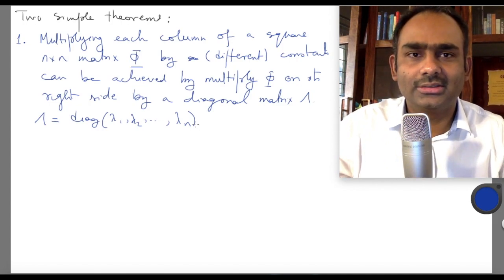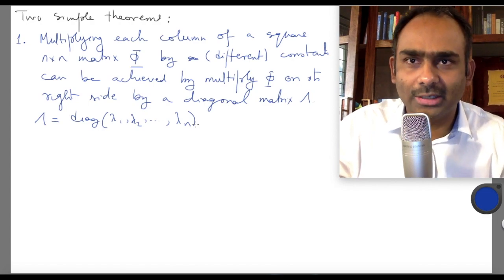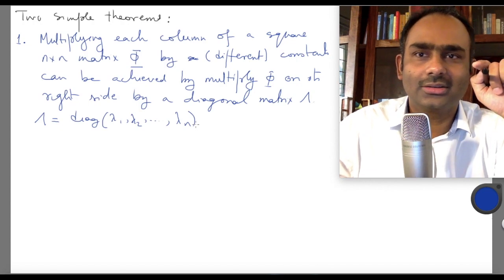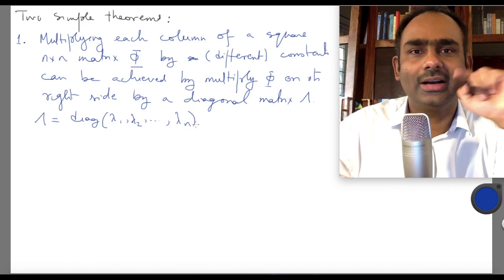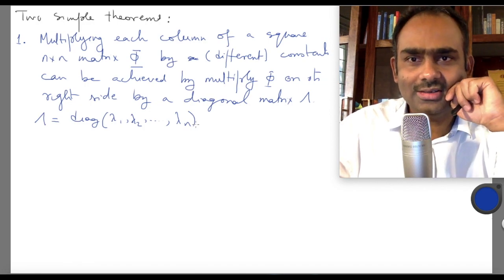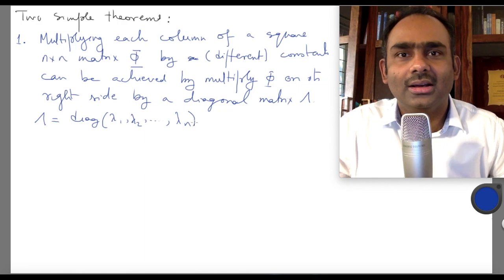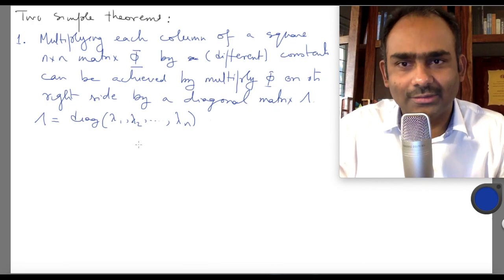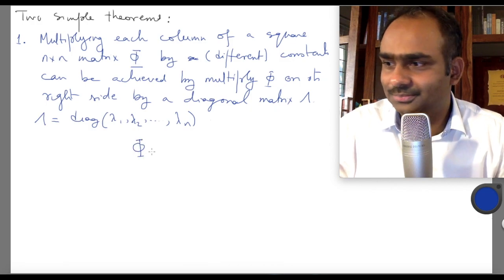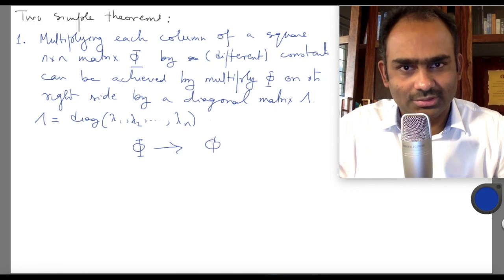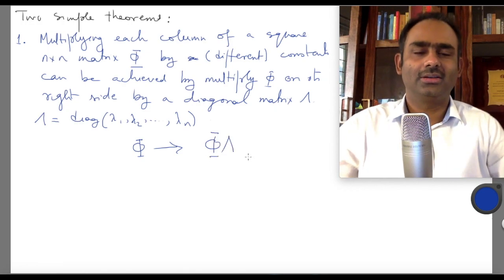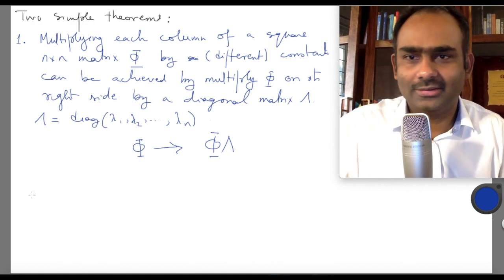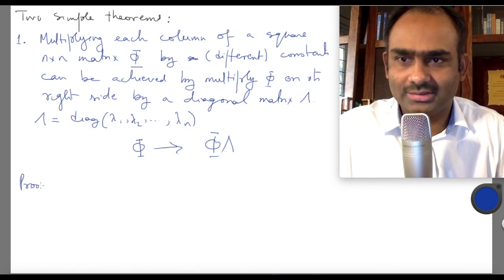And what's the result? Multiplying each column of a square n cross n matrix phi by constants can be achieved by multiplying phi on its right side by a diagonal matrix lambda, where lambda is this. And how do you achieve it? By multiplying on the right hand side of your phi. If you do this, then you will achieve what you have desired. Let me give a quick proof. It's trivial.